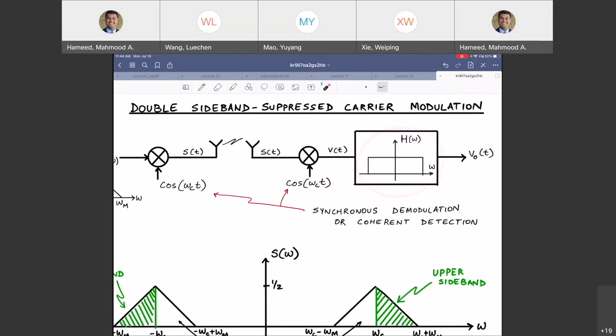And then you filter it out. This is more expensive, but performs much better than asynchronous detection. With asynchronous detection, you don't need the local oscillator. All you need is an envelope detector, which you can make using a diode followed by an RC filter. Chop off the lower half, charge, discharge, charge, discharge, charge, discharge, track the envelope.